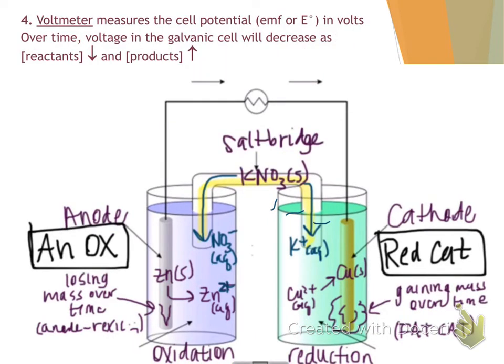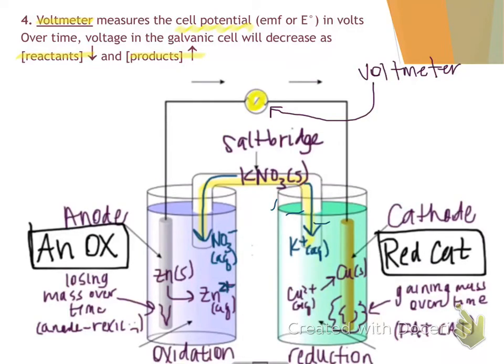The next part of the cell we're looking at is the voltmeter. So the voltmeter is going to be actually measuring the cell potential, or E0 cell, in volts. Over time, the voltage in our galvanic cell is going to decrease because we're losing reactants. As we have less reactants, our reaction is going to slow down as we produce more products. We're going to talk more about exactly why that happens when we talk about electrochem equilibrium.